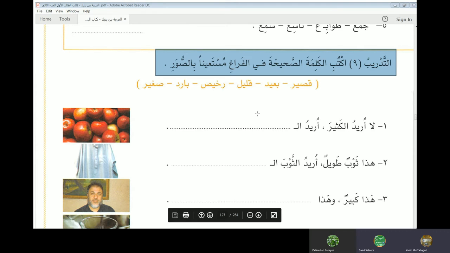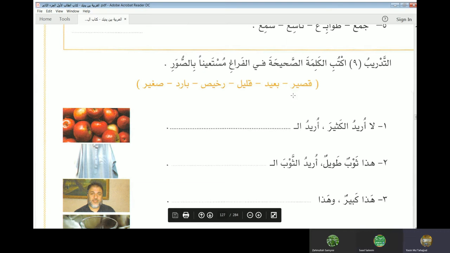Okay, so it's write the correct word in the blank between the picture, using the picture. Okay, using the picture.